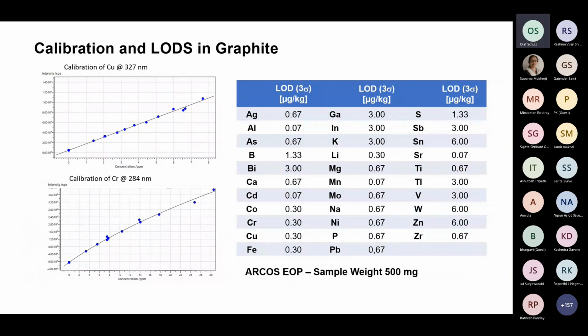The figure here shows the calibration for small concentrations of copper and chrome in high purity graphite. The calibration functions were created with different amounts of the certified reference material. And so really excellent correlation shows a calibration with multiple data points that can be created with little effort and cost. And sensitivity-wise, sub-ppb detection limits can be achieved using higher sample weights, in this case 500 milligram per analysis.